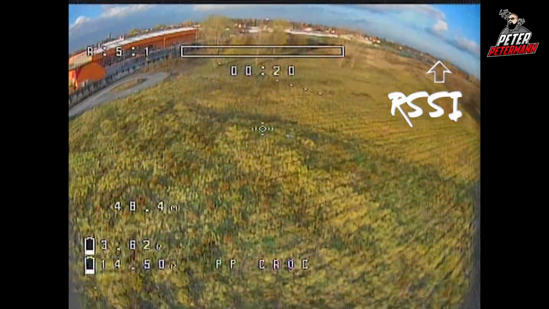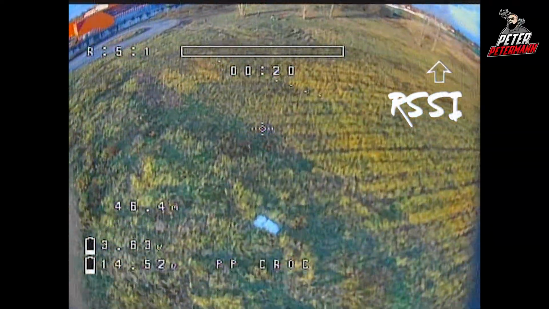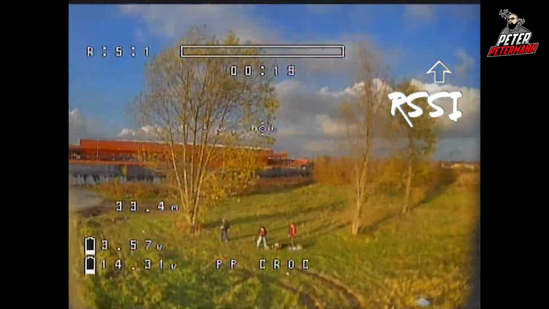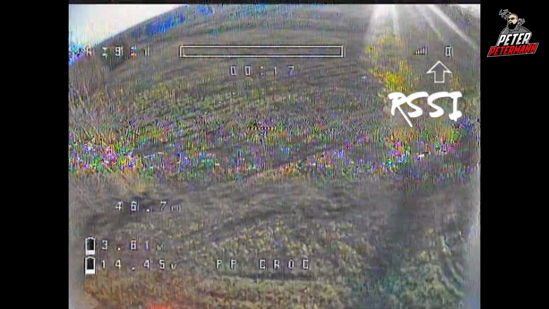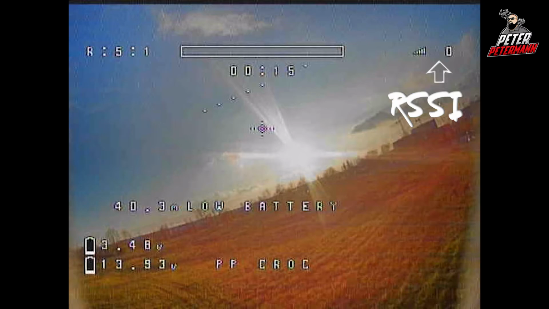Next, there is the RSSI, the received signal strength indicator, which, as you can see, is not really working in this setup yet, which probably is just a missing cable.